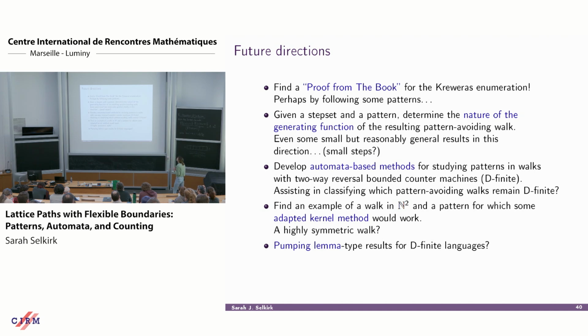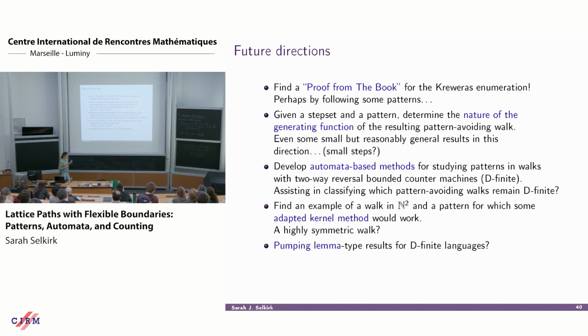Okay, so just to finish off, some future directions. Hopefully people here are interested in working on these types of things relating to walks and patterns in walks in the quarter plane. So just studying walks in the quarter plane was quite an extreme effort of many members of this community, and so hopefully people will take methods and try to apply them to patterns in walks in the quarter plane. So the first one, and it's a little bit ambitious, is that hopefully at some point somebody finds a proof from the book, a really simple, nice explanation for Kreweras enumeration.